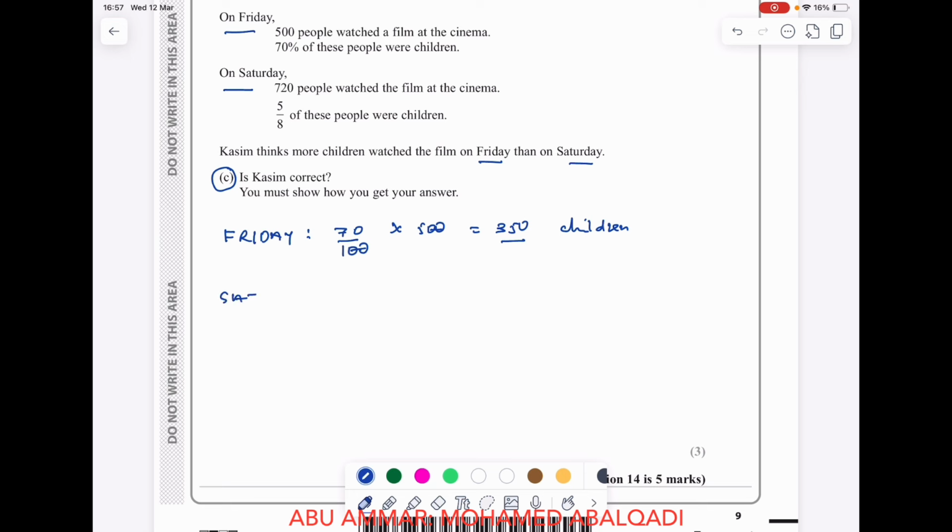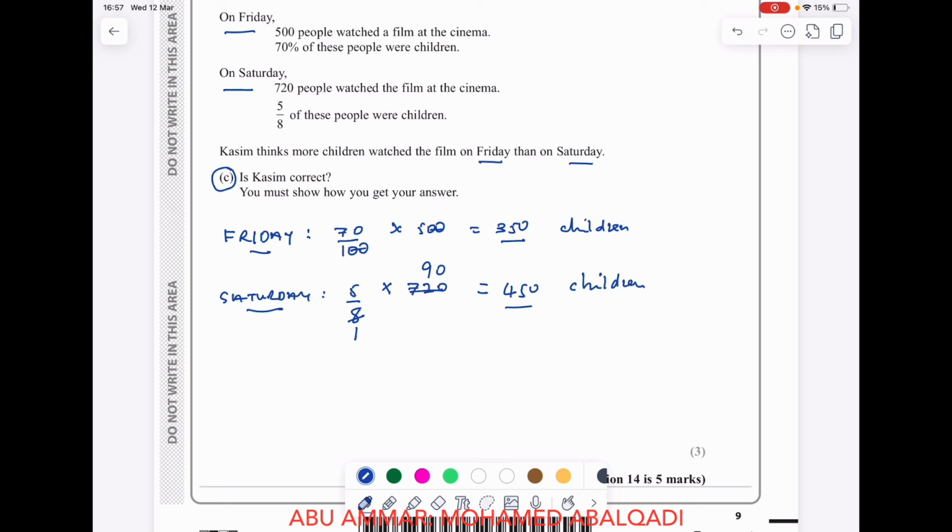So on Saturday, 5 over 8 of the 720 people were children. We need to simplify this. 8 divided by 8 is 1. 720 divided by 8 is 90. So 5 times 90 is 450. So 450 children watched the film on Saturday.